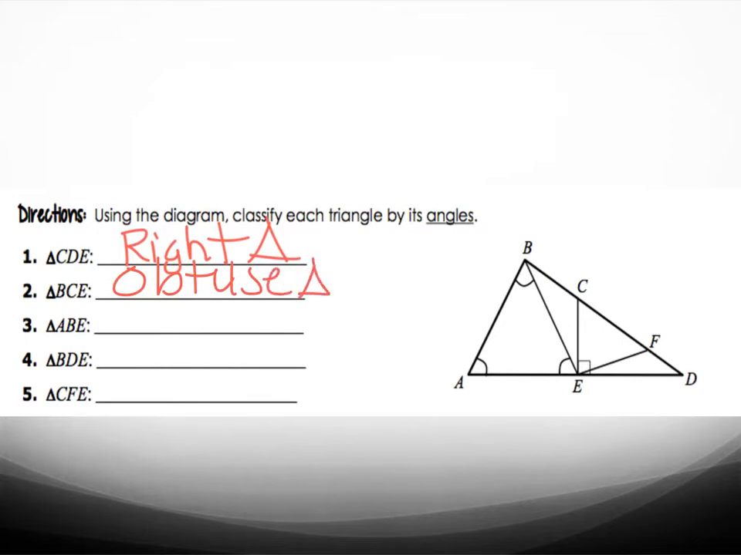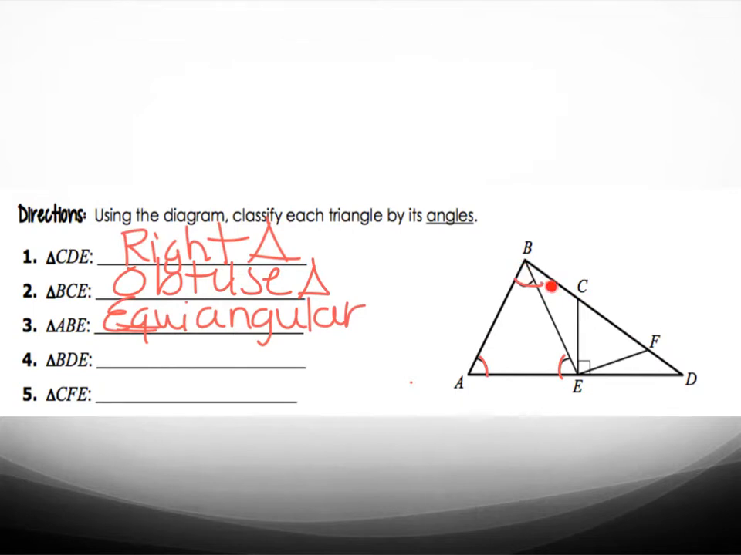The next one is triangle ABE. We're going to start at A, we're going to go to B, we're going to go to E. And what we notice is that we see 3 arcs. We have an arc, and an arc. That means they're congruent. So if each one angle is congruent, it's called equiangular. I like it because you see the word equal, and then it ends with angular. Equiangular.